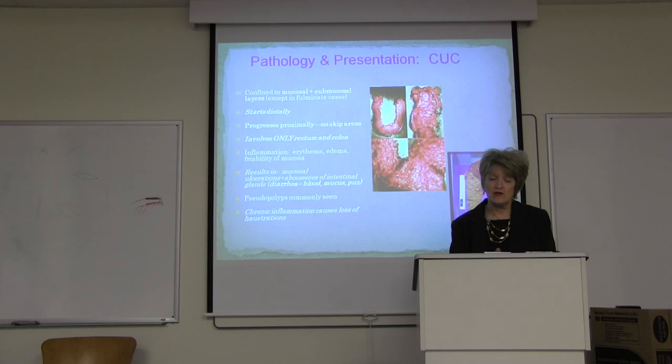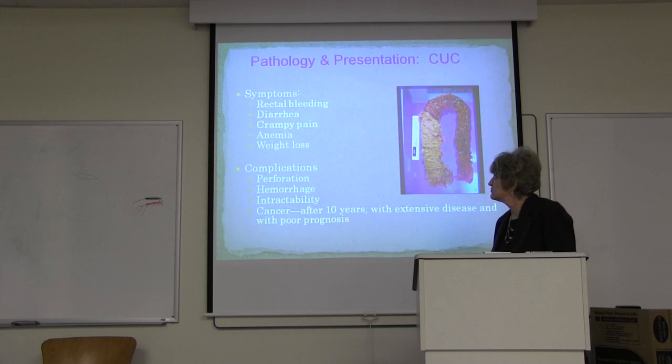Again, I want you to focus on big picture, involves colon and rectum, starts distally, proceeds proximally, involves primarily the mucosal and submucosal layers, and the most common symptoms are abdominal pain and cramping, frequent bloody stools, usually relatively low volume bloody stools.